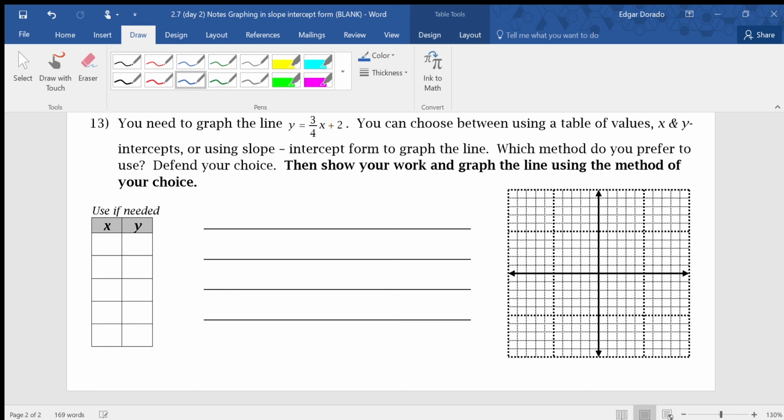Would you use this table of values right here? Would you use the x and y intercepts? Or would you use the slope-intercept form? All right, so go ahead and pause the video and give your explanation in these lines as to which one you would use and why.